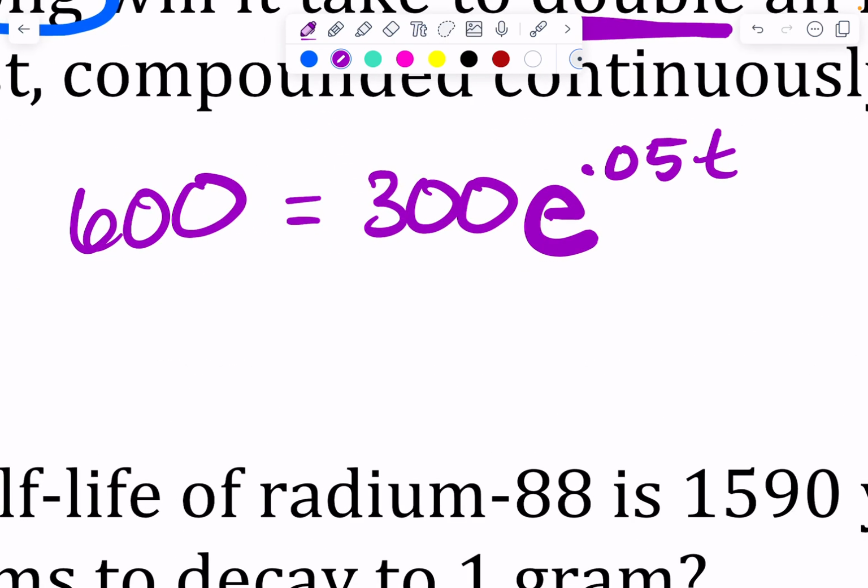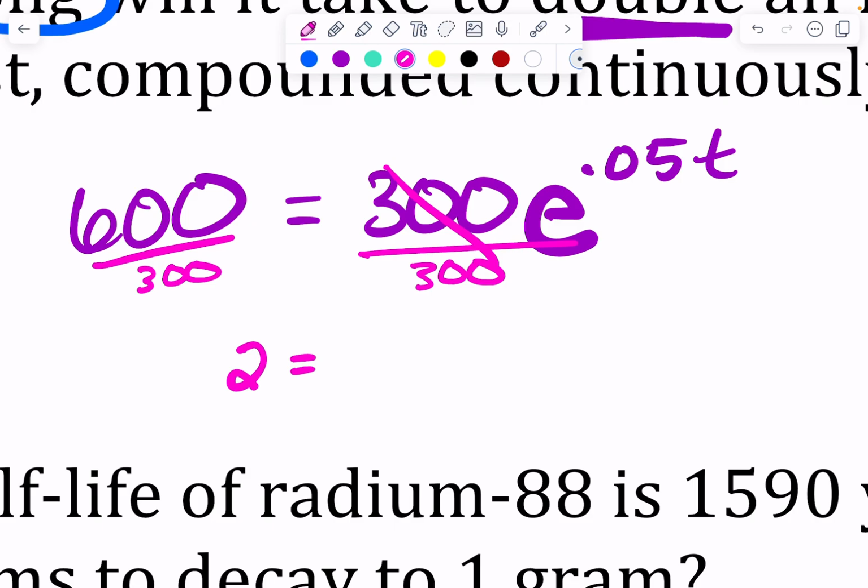Okay, now this is where I have to use my logs and exponential functions to solve for T. So let's do some algebra first. I'm going to first divide by 300 because I can do that. And this will end up being 2. 2 equals e to the 0.05t. And now I have to figure out how I'm going to get rid of this e so I can get to the t power, right? So I'm going to put an ln in front of both sides because it cancels on the right.